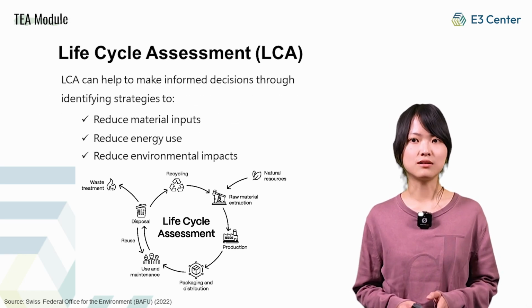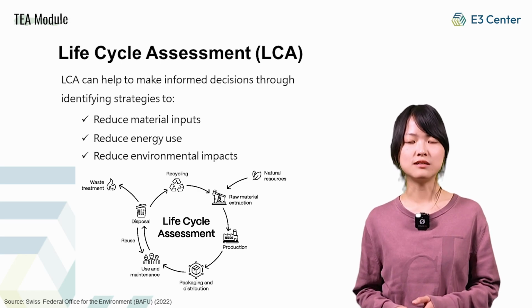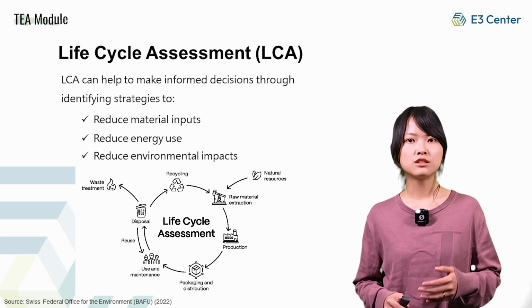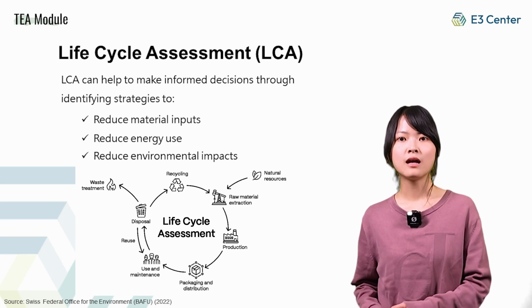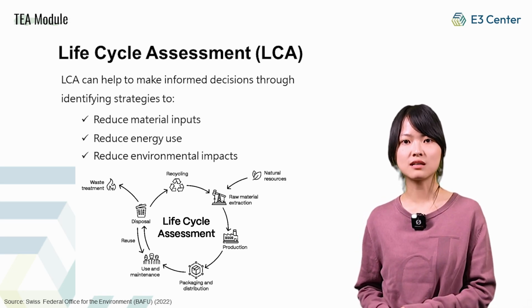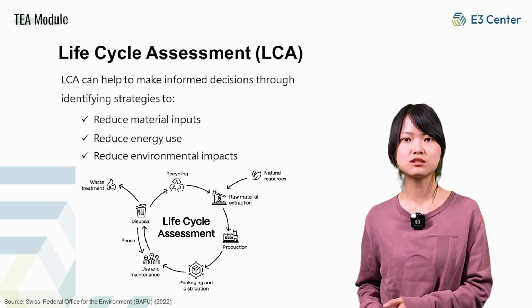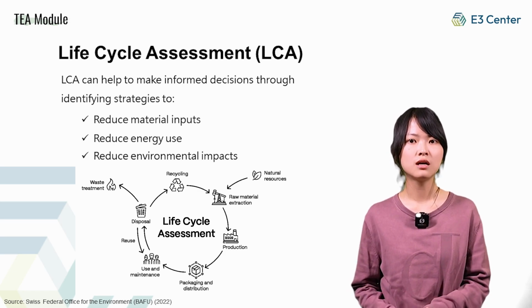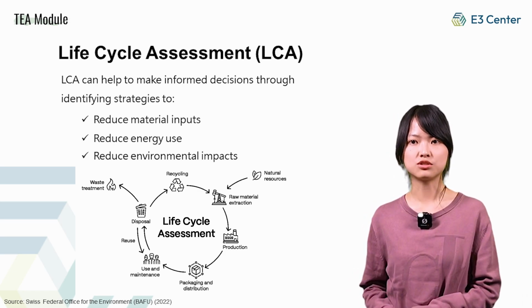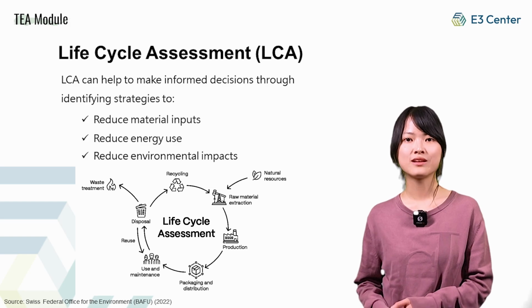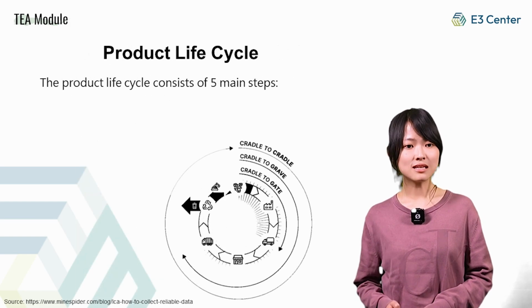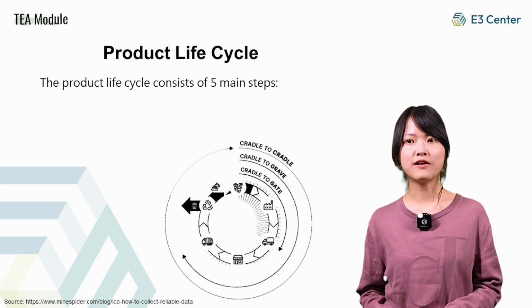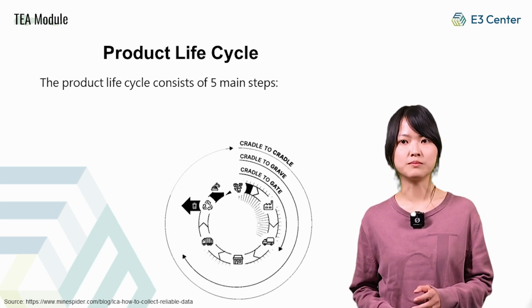By conducting LCA, we can make informed decisions, including choosing materials that are less environmentally burdensome, optimizing the product design and production process to reduce the energy consumption, and implementing strategies throughout the product's life to decrease the overall environmental footprint. When it comes to product life cycle, 5 main steps are commonly observed.